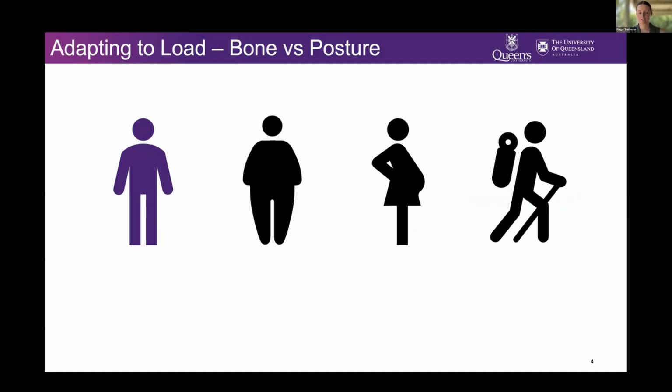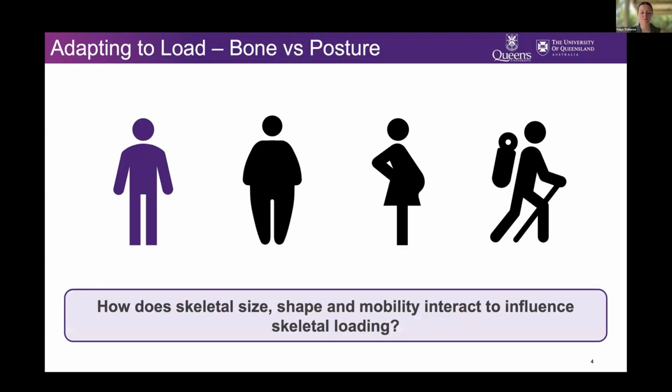And we know across all three of these populations that they tend to walk with shorter steps and a longer double limb support base. So while we know that skeletal size, shape, and mobility can all influence skeletal loading and stress, it's unknown how these features interact to collectively influence our internal subtalar joint contact mechanics.